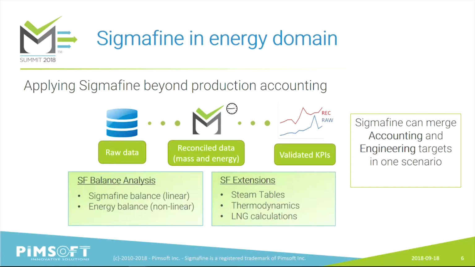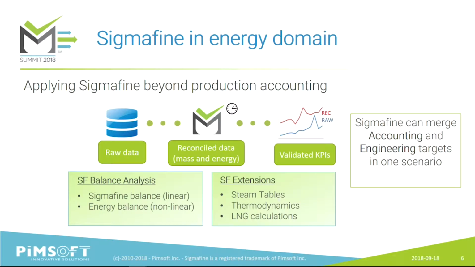Now we have an energy balance that does the same, but with an extra degree of data. Sigmafine is able to perform a simultaneous balance of both mass and energy. Because of this extra degree of data, it's solved through an iterative solution. After this, we can use a few different Sigmafine extensions to calculate valuable and validated KPIs. These extensions being the steam tables, the thermodynamic extension, and LNG calculations.